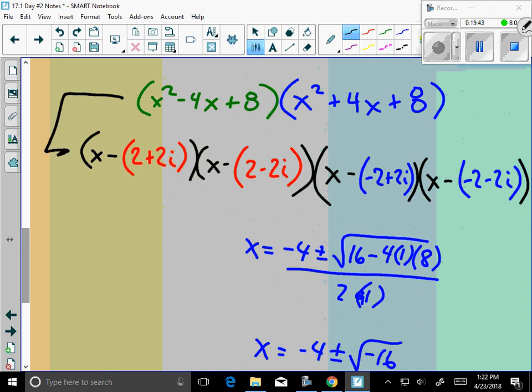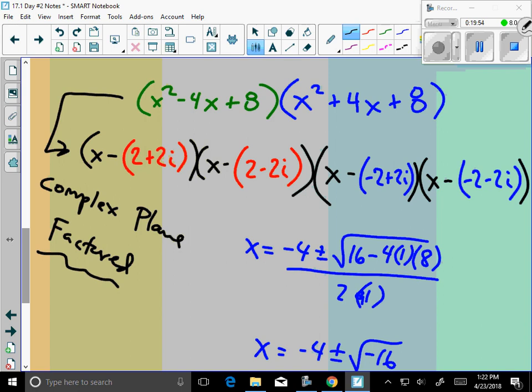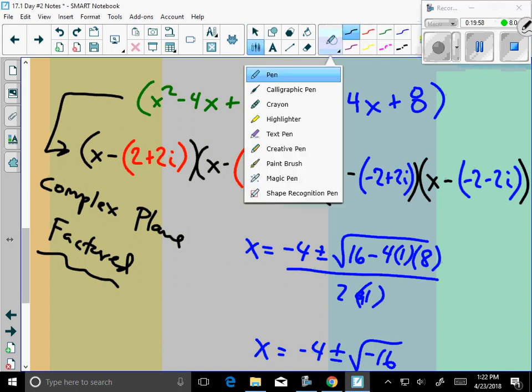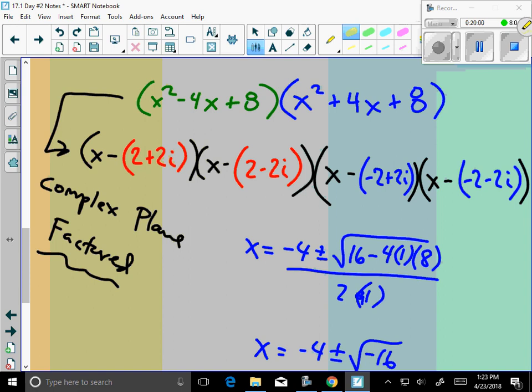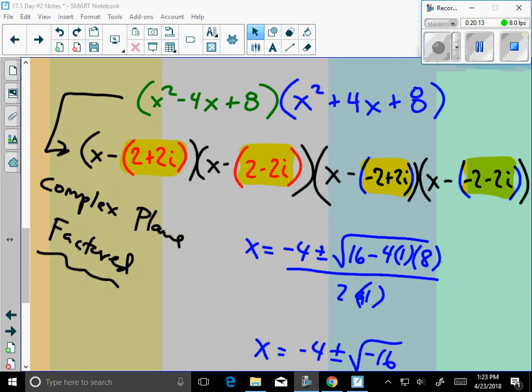Therefore, this right here, we have factored this over the complex plane. It has been factored over the complex plane. So we factored it over the complex plane, and we also know each of the zeros. Here are our zeros. And that is our factored form as well. Let's move on to the next page.